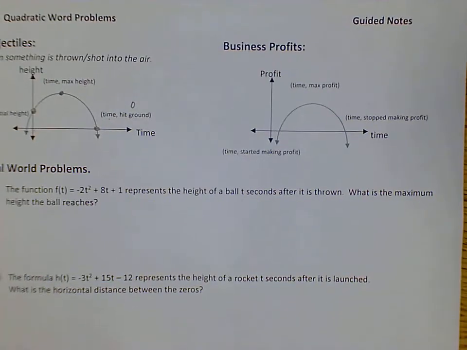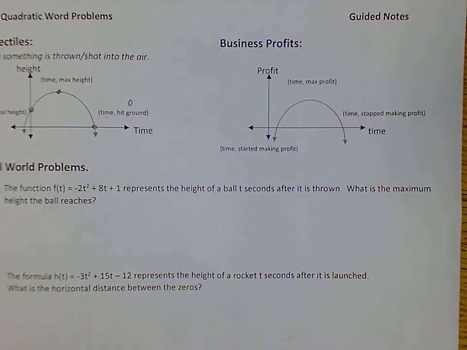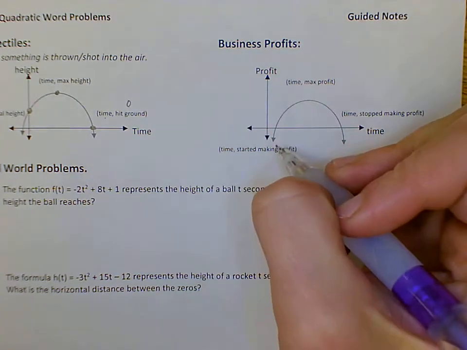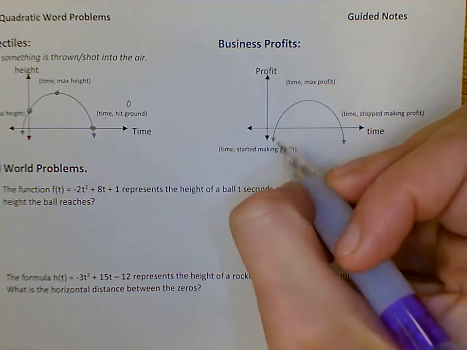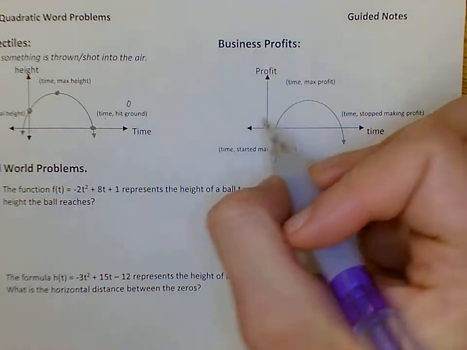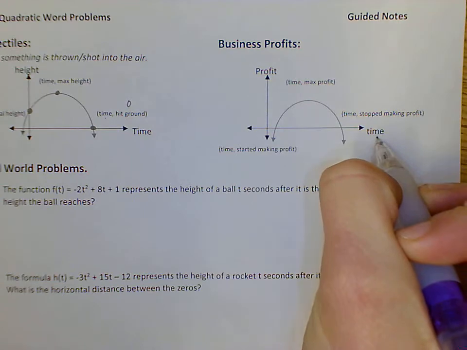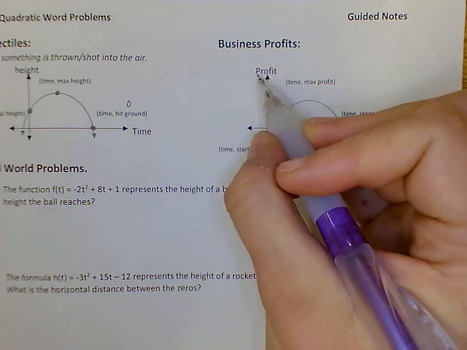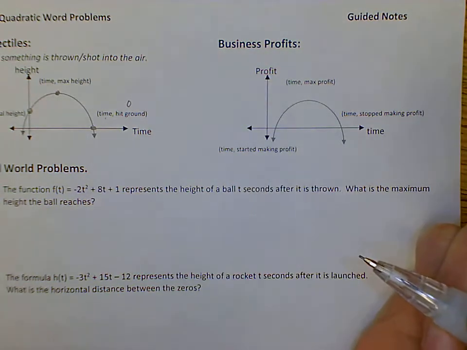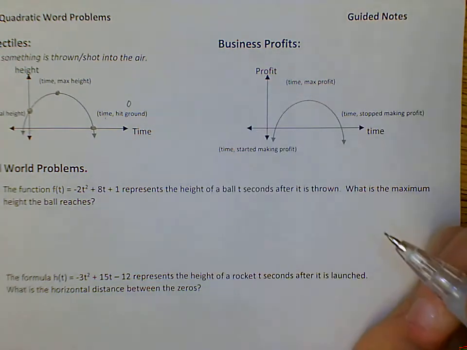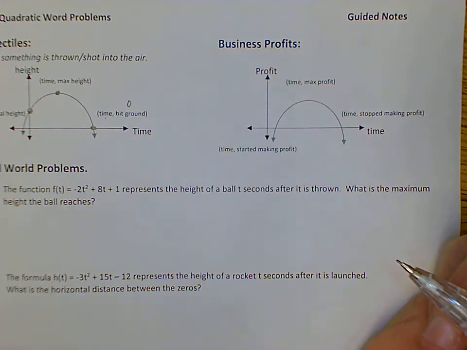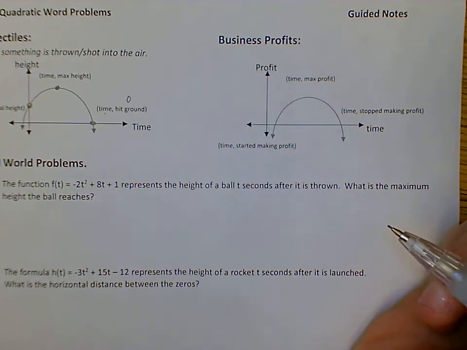The other type of problem that you might see deals with businesses. When it's talking about a business, the points change. Usually the x-axis is still going to represent time, but this time the y-axis is usually going to represent the profits that they make. The profit is what a company makes after it has paid off all of its debts. This is the point where they start making money.